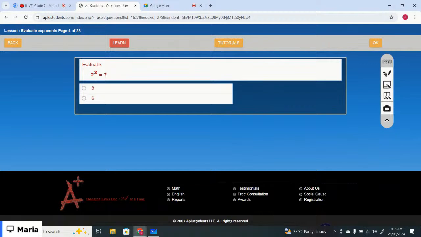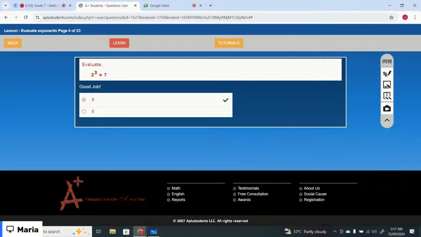The next one is evaluate 2 cubes. So which is the correct option? You have to do 2 times 2 times 2. So which is the correct option? The correct option is 8. Option number 1 is the correct option, right? You need to multiply 2 three times. So that is 8.